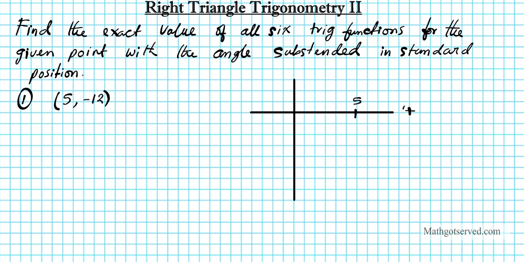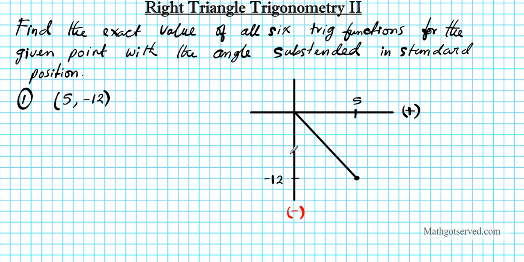Remember, this is your positive x, and this is your negative y. So we're going to be downstairs here for the -12. Let's call this -12. All right, so where is (5, -12)? It's the point where those two lines meet, the intersection. This is how you draw your angle: you draw it straight from the point to the origin.